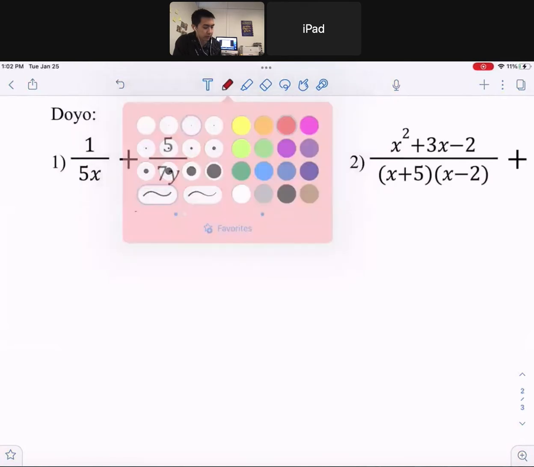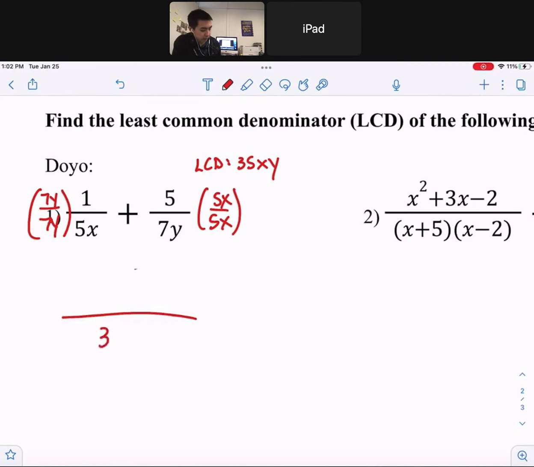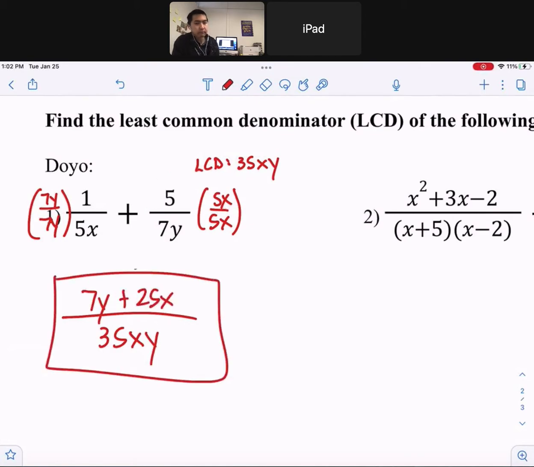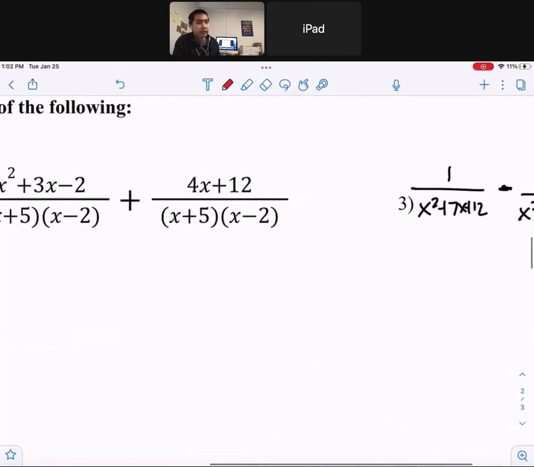Okay, so let's see how you guys did, okay? First, in order to combine these, we need to get the LCD. So these are all different factors, so just multiply them all together. 3, 5, x, y. Now, what times this will give you 35xy? 7y. What times this will give you 35xy? 5x. So we know all of this will be over 35xy, so 7y times 1 is 7y, 5 times 5x is 25x. So again, get them to be the same common denominator, and then that's when you can add them together.